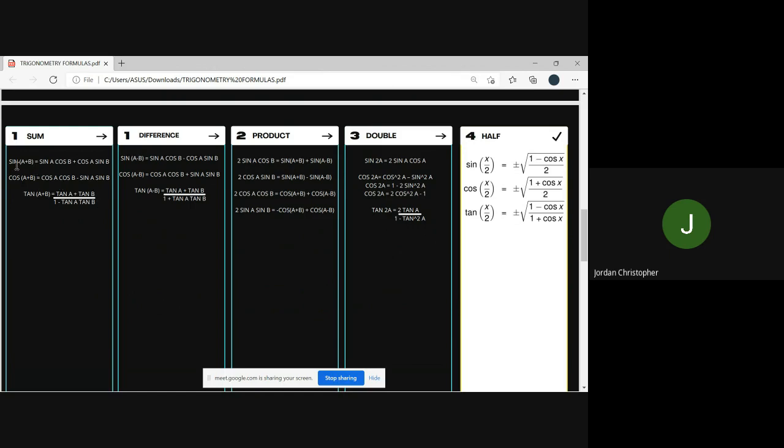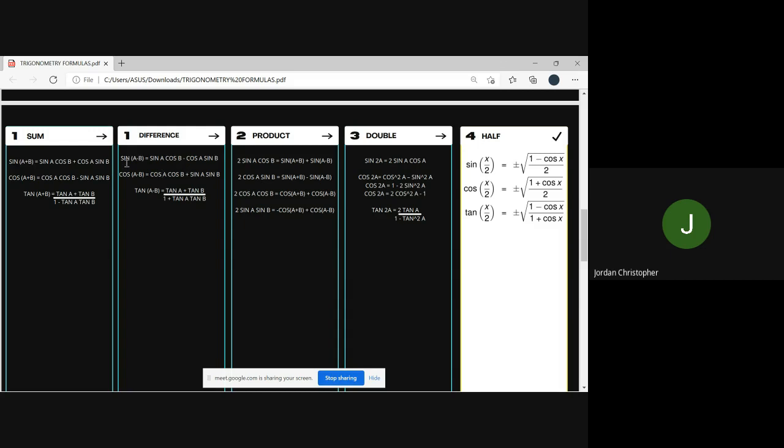You can see from the sum, we have sine a plus b. The formula is sine a cos b plus cos a sine b. And for cos a plus b, we have cos a cos b minus sine a sine b. And for tan a plus b, we have tan a plus tan b over 1 minus tan a tan b.